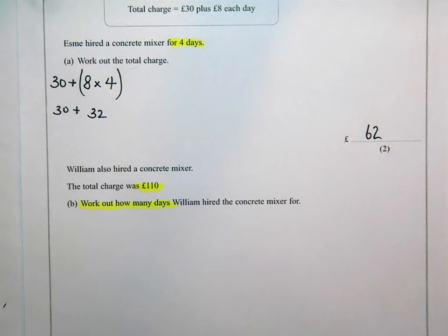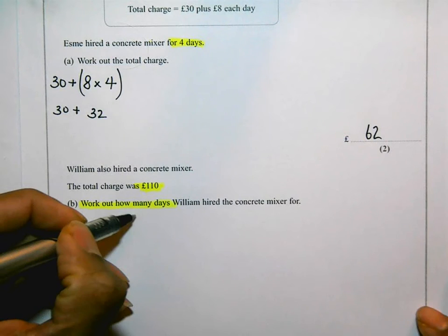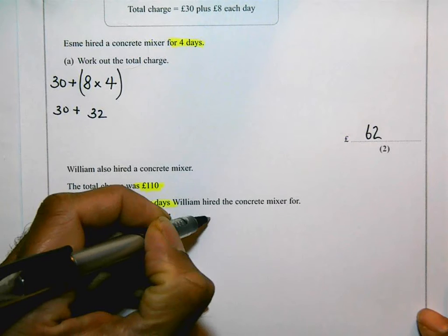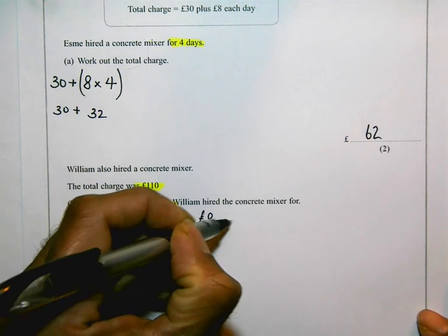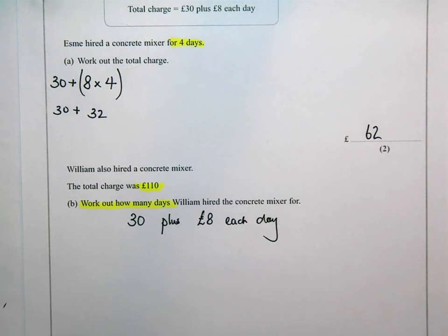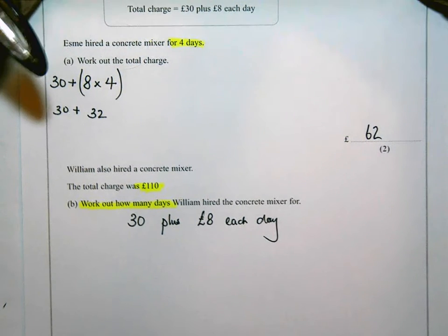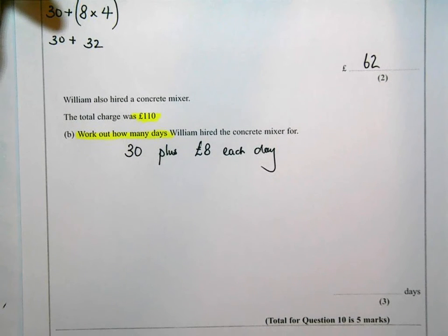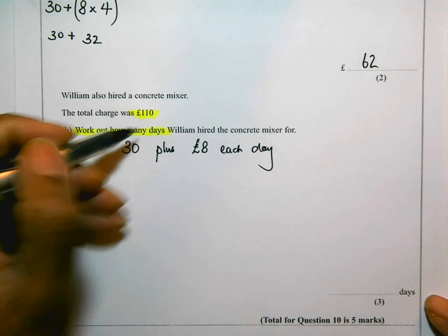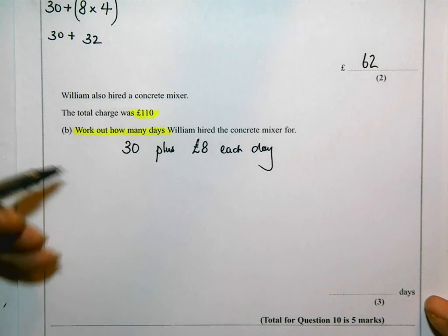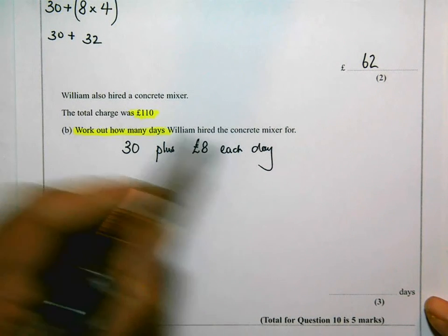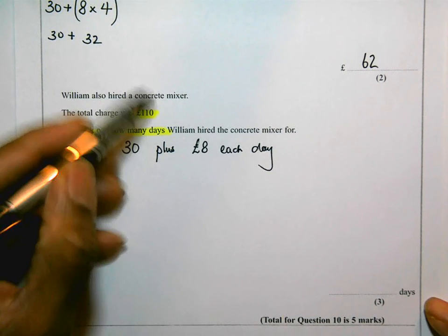Now remember the rule. The rule said it was 30 plus £8 each day. Now I'm only putting that in because I'm going to move this up a bit. You don't need to write that in. But if the total charge is going to be 110, I need to sort of work backwards through this to work out how many days he hired the concrete mixer for.